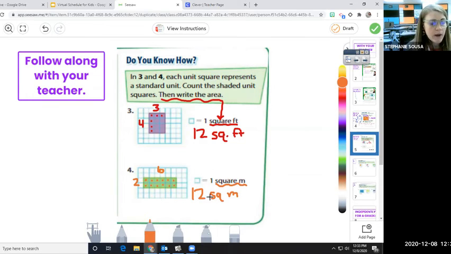So both of these rectangles have 12 square units on them, but they're different for 2 reasons. One is their shape. This one on the bottom has a longer side. These have a shorter side, but this is also longer than 2. So their shape is different, and they are also different because of the type of label that they have. Questions on 3 or 4?